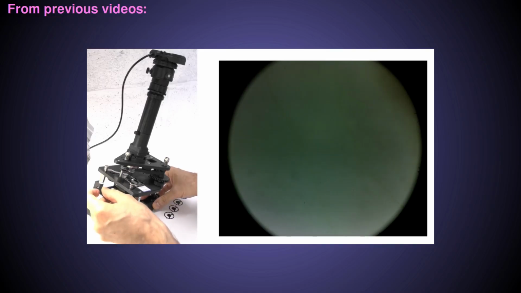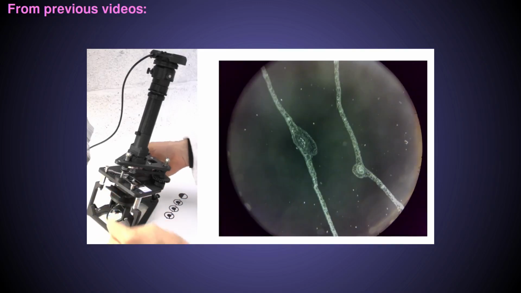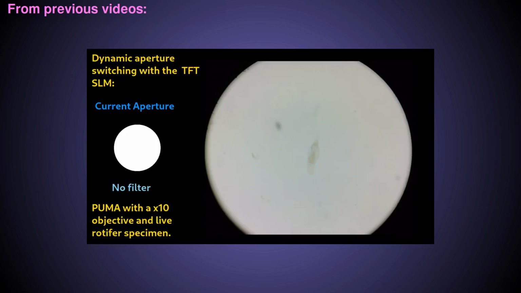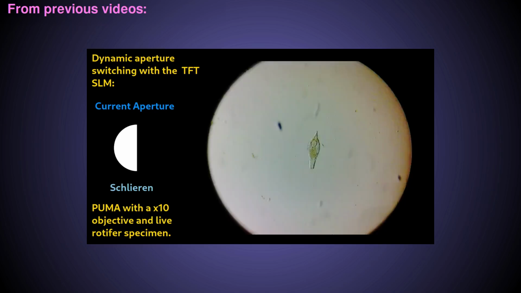In my previous videos, I often mention the Fourier plane of the condenser, or the Fourier plane of the objective, and Fourier filtration effects, etc. Clearly, all this Fourier stuff is quite important for understanding how a microscope works.